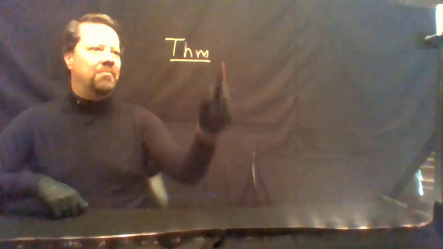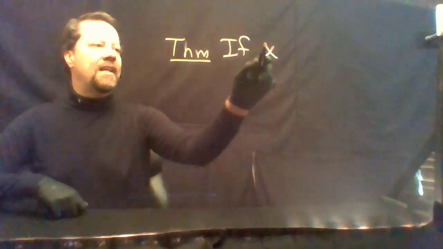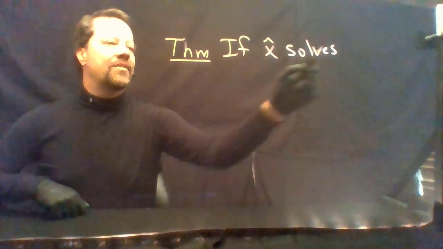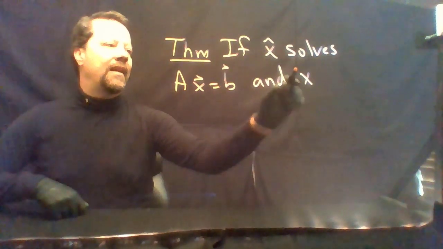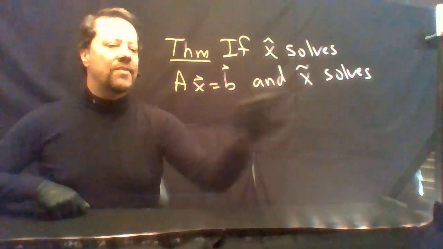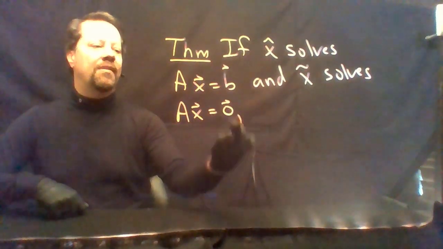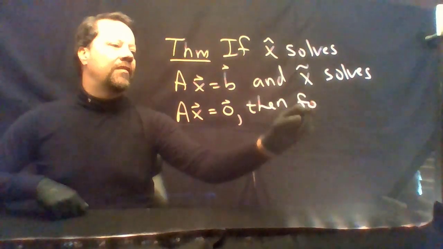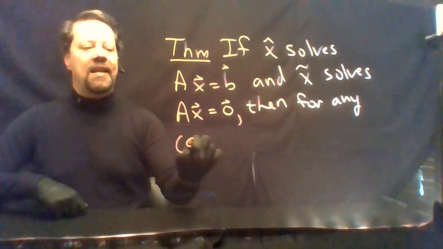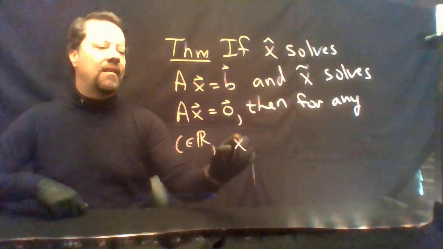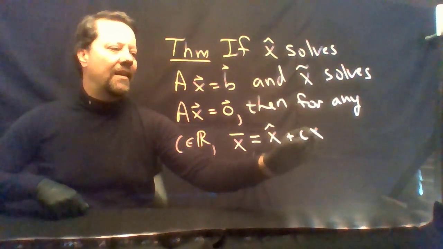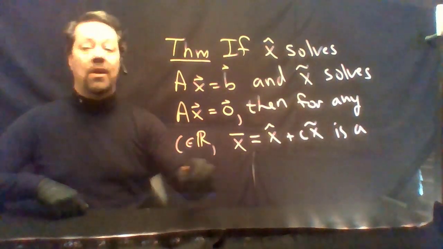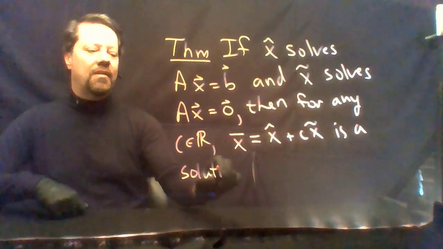I want to state a theorem. If, let's say, x hat solves Ax equals b, and x tilde solves the corresponding homogeneous system Ax equals 0, then for any scalar c, x, let's call this x bar, which is equal to x hat plus c times x tilde, will also be a solution to Ax equals b.